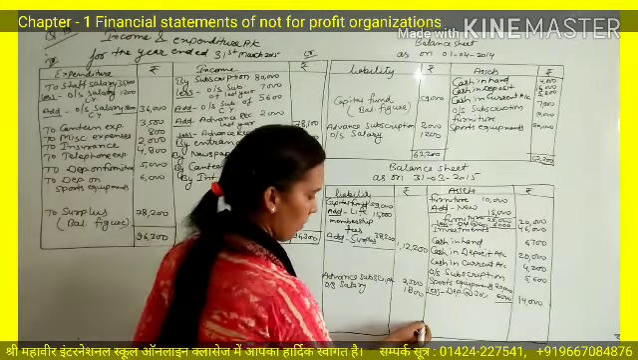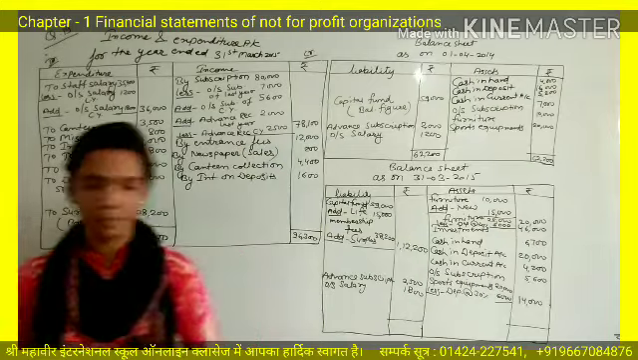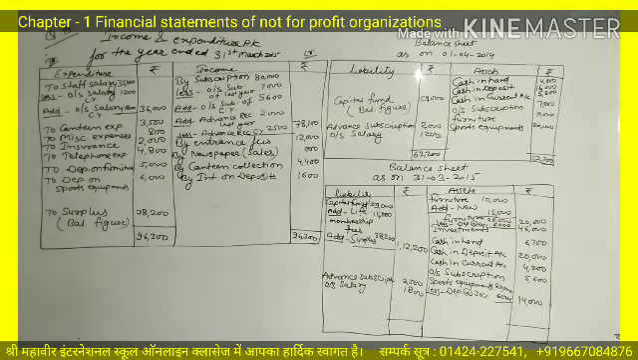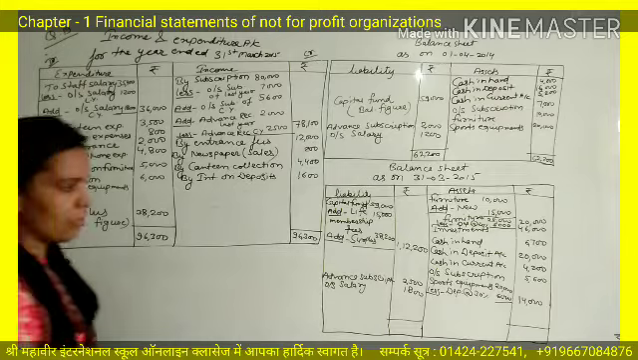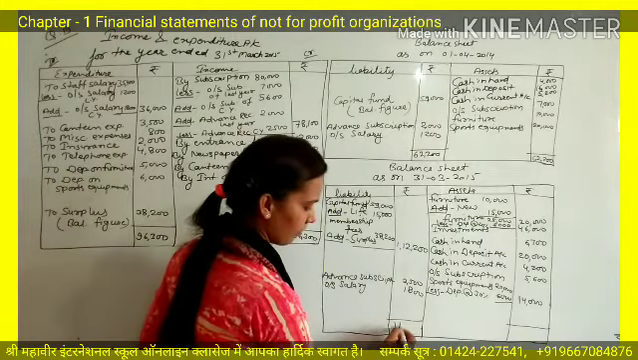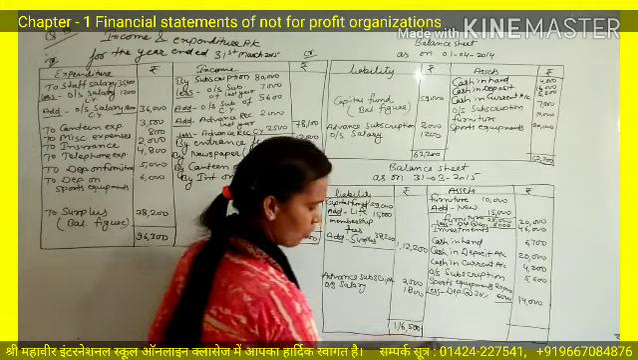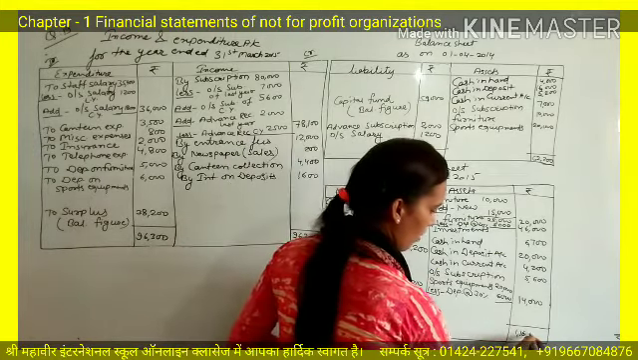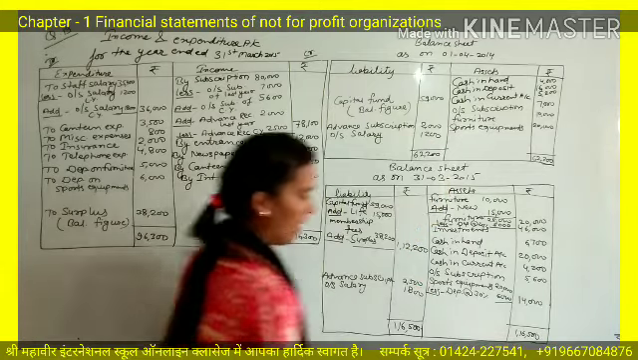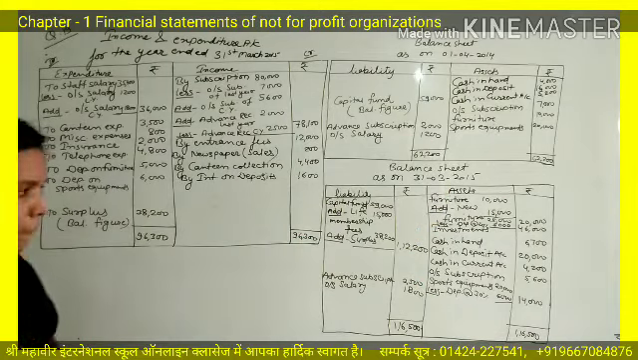Now total both sides. As you know, liabilities and assets will be matched, otherwise your question may be wrong here. So the total of the balance sheet is 1,16,500. You should check it once. 1,16,500.